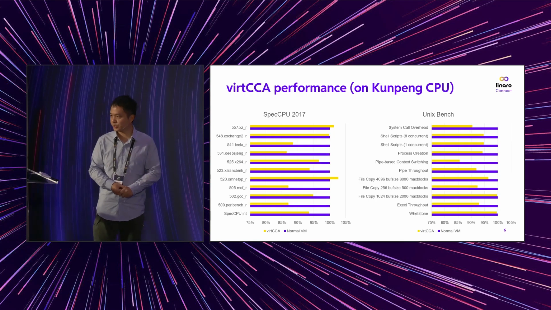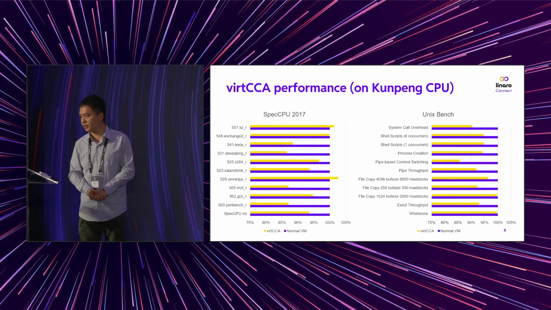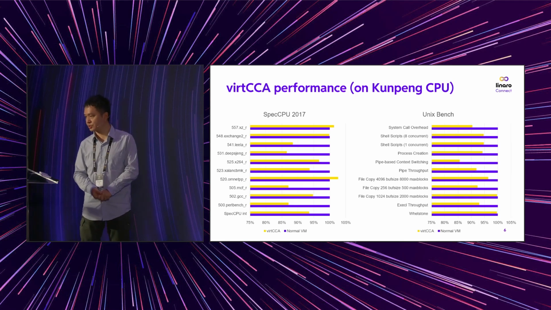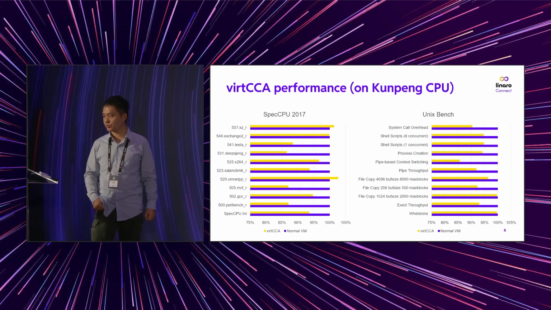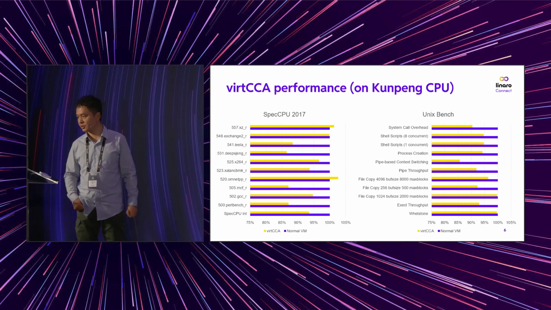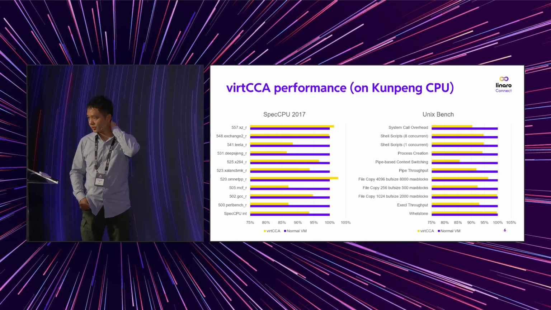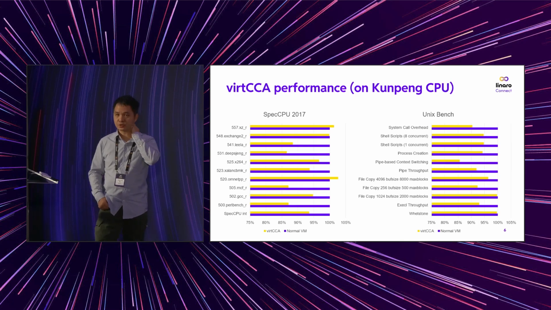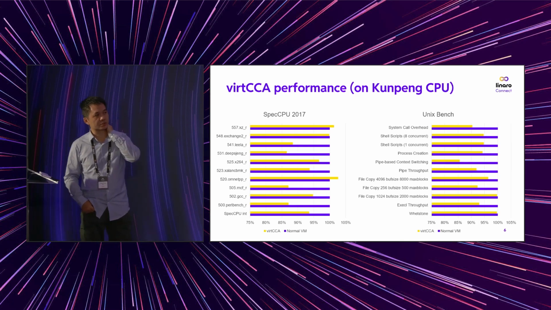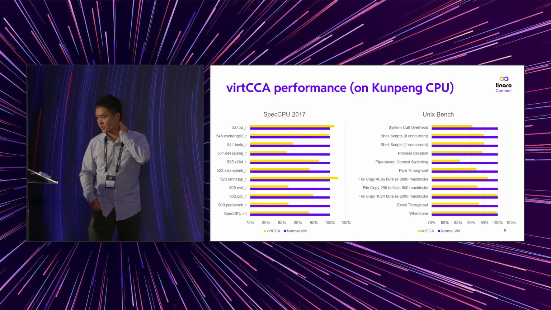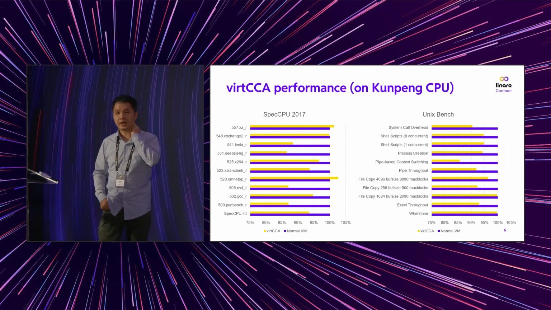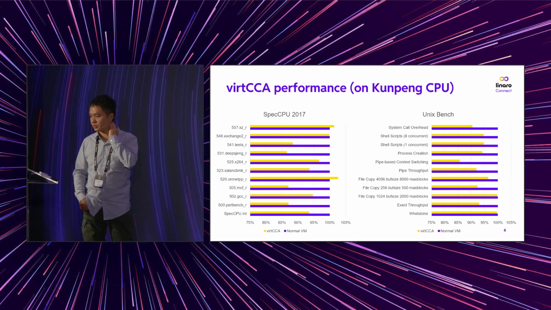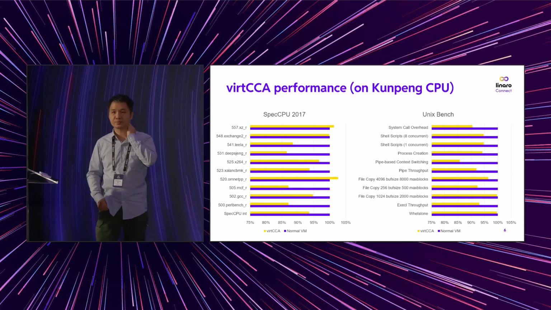A little bit of performance evaluation. We run SPEC CPU and UnixBench. It shows the average is within 10% overhead. And if you look closely, for CPU intensive jobs, there is quite little overhead. But for I/O intensive jobs, it's still quite high. The reason is that for I/O, you need to go through the bounce buffer.